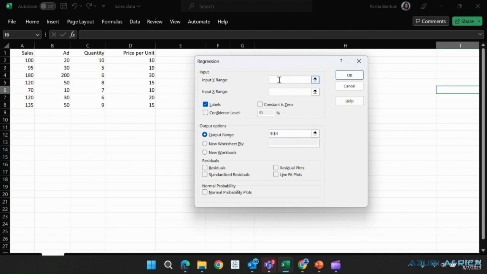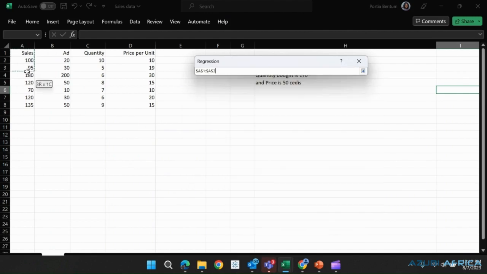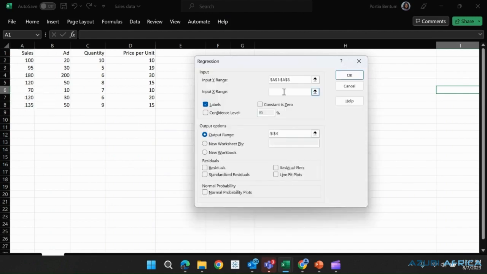So I'm going to select the Y range, then select the X range. We are working with three independent variables. In making a prediction, you are predicting a value which is dependent on independent variables. The dependent variable is sales. That is the value we are making a prediction for. The independent variables are advertisement, quantity, and price per unit, meaning we are doing a multiple linear regression. We are using that because the independent variables are more than one.